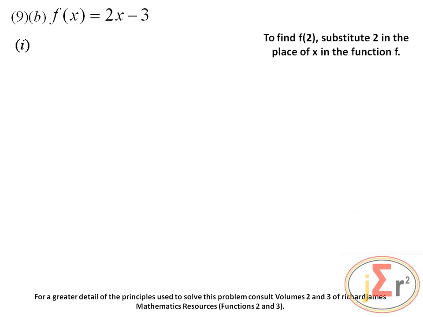First, we will find f of 2. In finding f of 2, we will replace x with 2 in this function. So in the function where we see x, we will replace it with 2. So f of 2 is equal to 2 times 2 minus 3, and that is equal to 1.